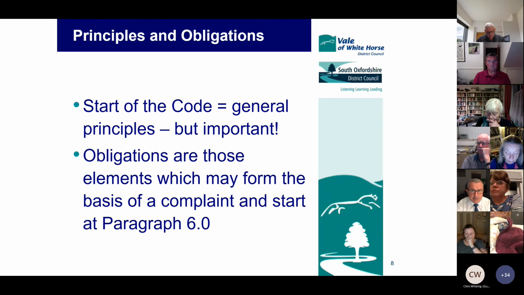I've always taken the view that councillors need to have clarity about what could lead to a complaint. So one of the things I insisted upon, which we now have, is a demarcation between principles and obligations. The obligations, as we call them, are those elements which may form the basis of a complaint. They start at paragraph 6 in the Model Code of Conduct. So on that note, I'm going to go straight into the obligations and talk through them one by one.